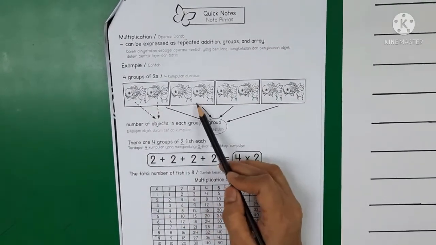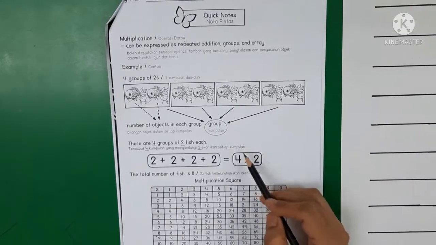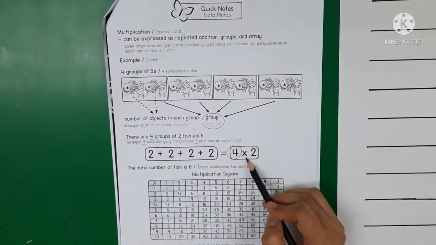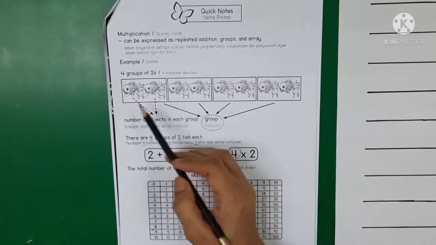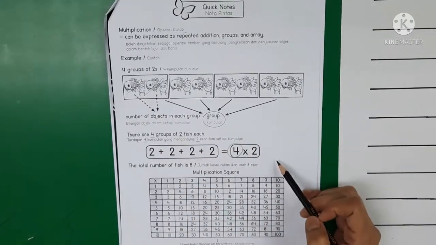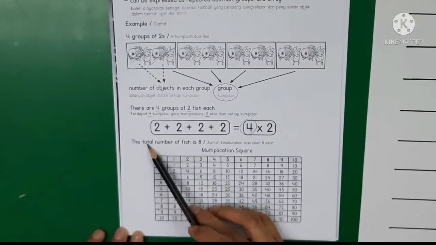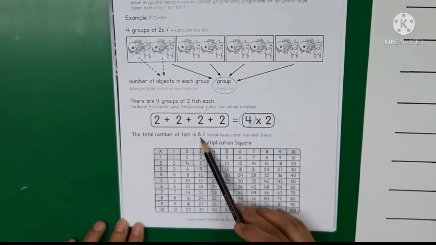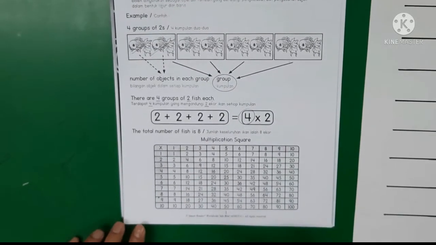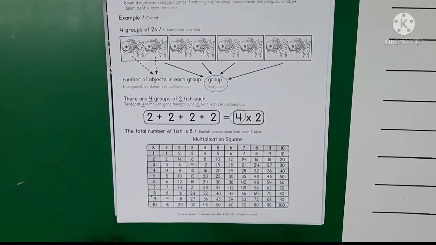1, 2, 3, 4 groups times 2 fish in each group. Therefore, the total number of fish is 8. Let's watch the video for multiplication.